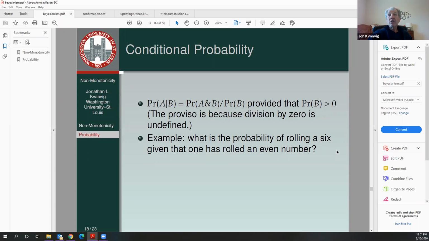Well, in this case, you can resort to calculating it by the ratio formula, as this is called, or you can merely count. One way to do it is just say, well, the condition is rolling an even number. There are 3 of those. One of those is a 6, so the probability should turn out to be 1/3. Well, suppose you use the ratio formula. The denominator is going to be 1/3. What is the numerator? What's the probability of rolling both a 6 and an even number?